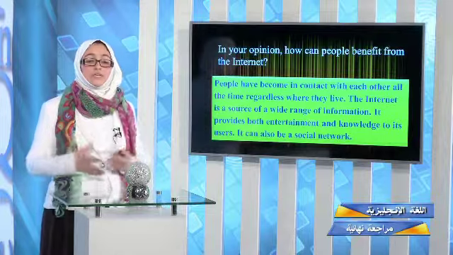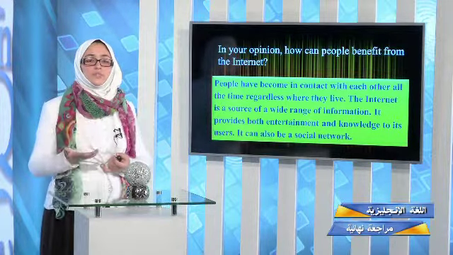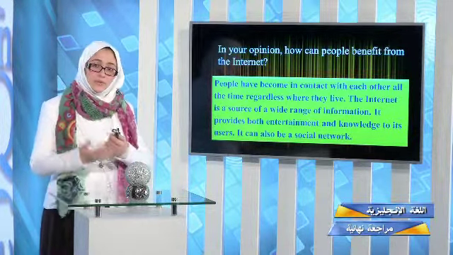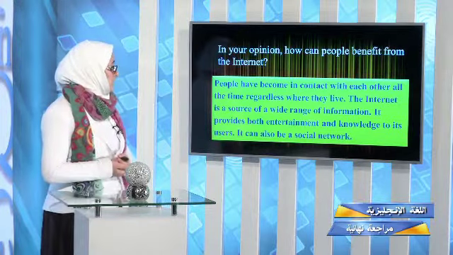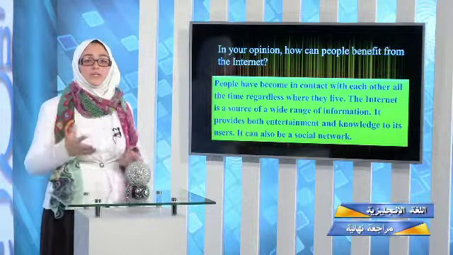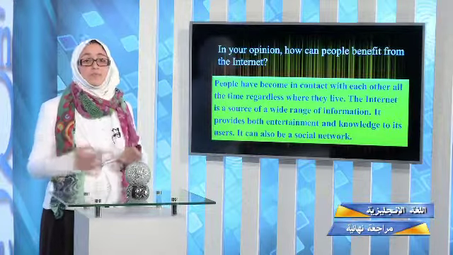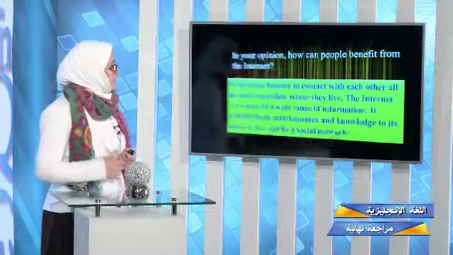The internet is being used for so many things. Not only do we go to it to find information, but we connect with people through social networks, and we find a wide range of information that we need to complete so many things in our daily lives.